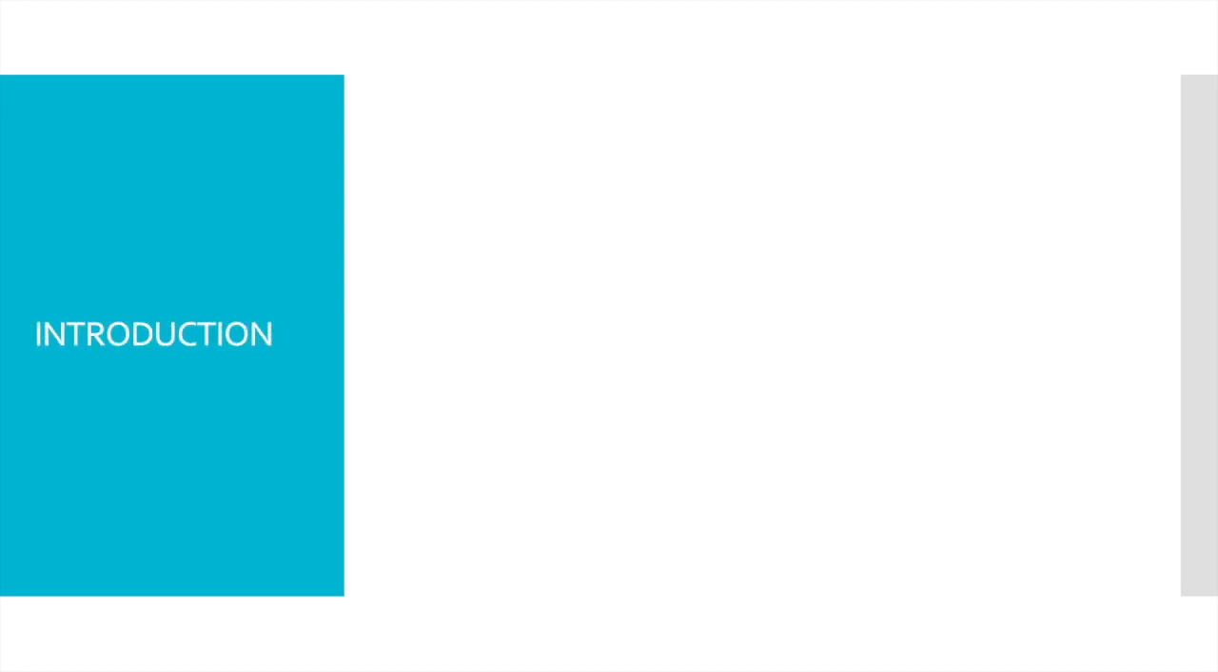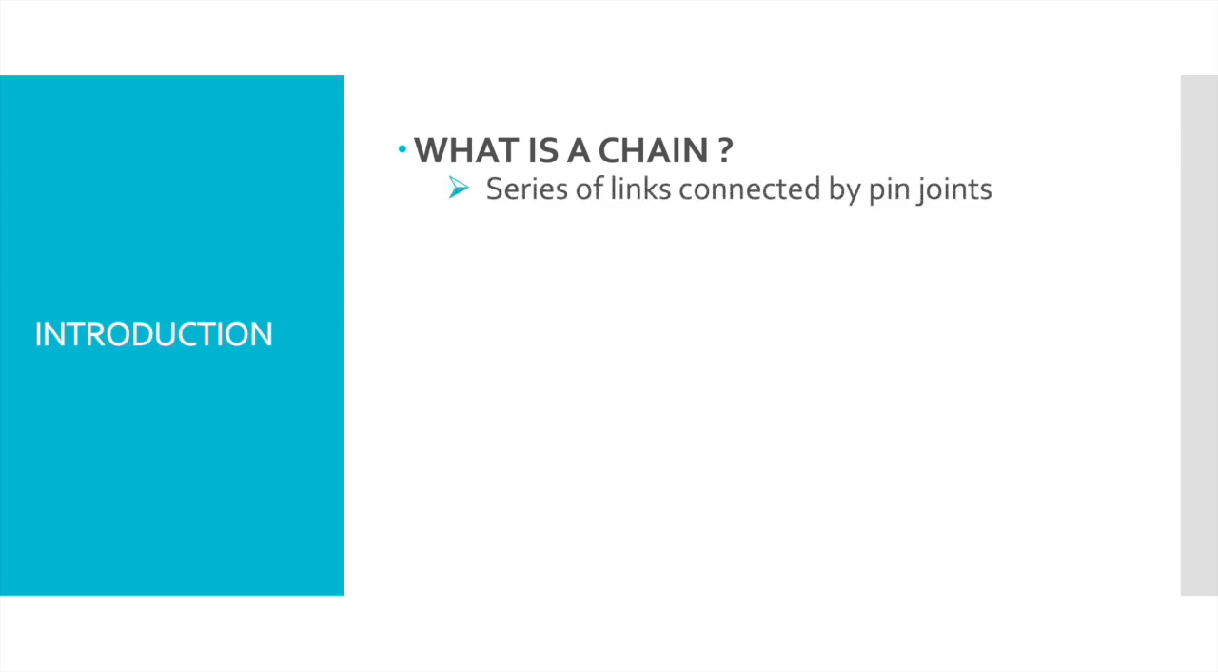To start with chain, what is a chain? A chain can be defined as a series of links connected by pin joints. You will be seeing how the links are joined with the help of pins later in this video. So now that we know what a chain drive is, what is it going to be used for?